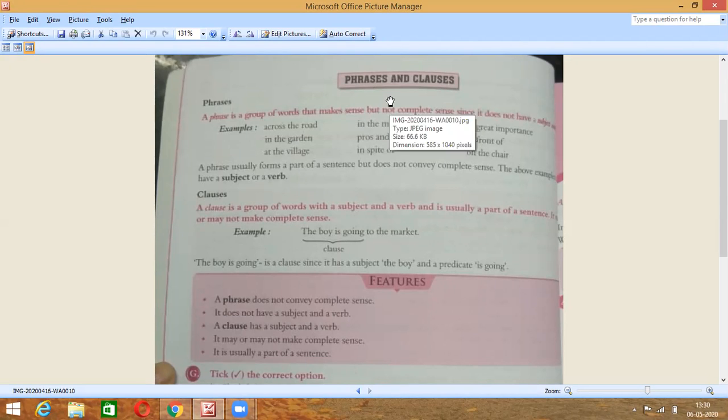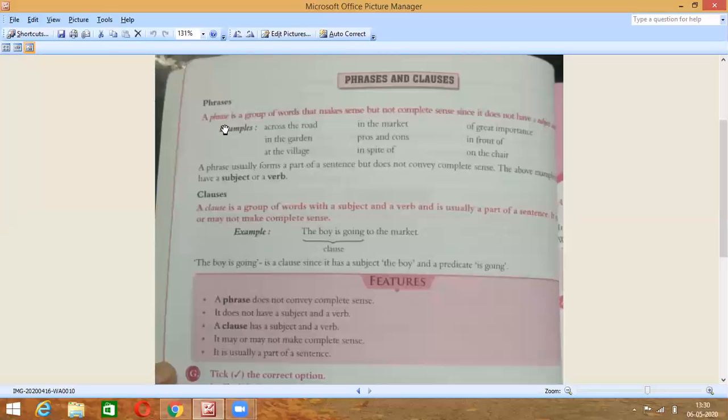The first thing about this topic is that you have to know what is a phrase and what is a clause. Then you have to differentiate the phrase and the clause. So let us first discuss the definition of a phrase. What is a phrase?